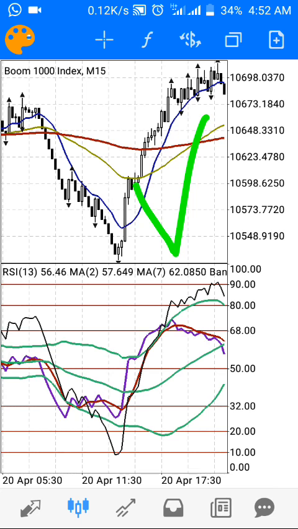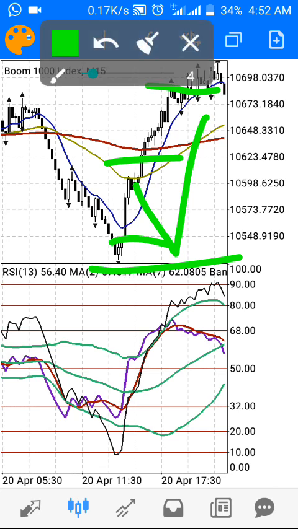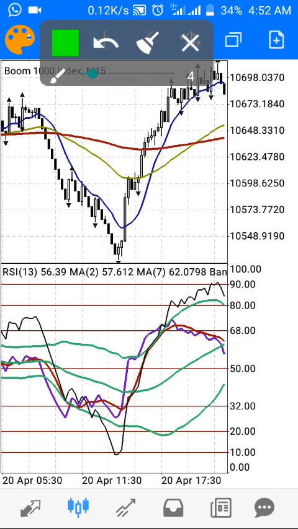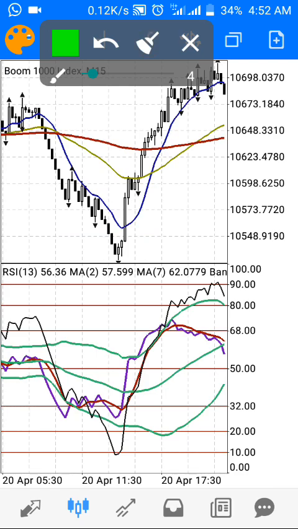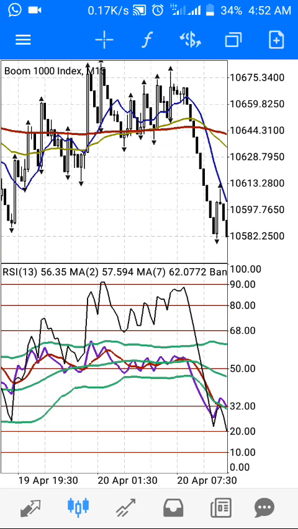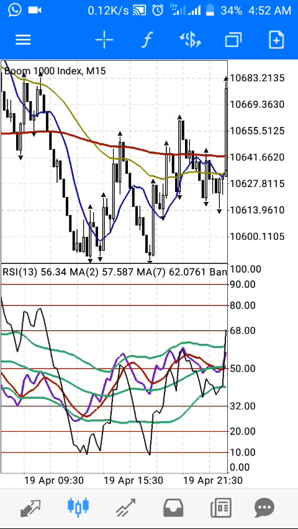For you not to make an entry here expecting it to form a V, then it will just bounce down for you, giving you huge losses. So you wait until you see your MO and W formation so that you will know where you will enter your trade and where you will get out from your trade.